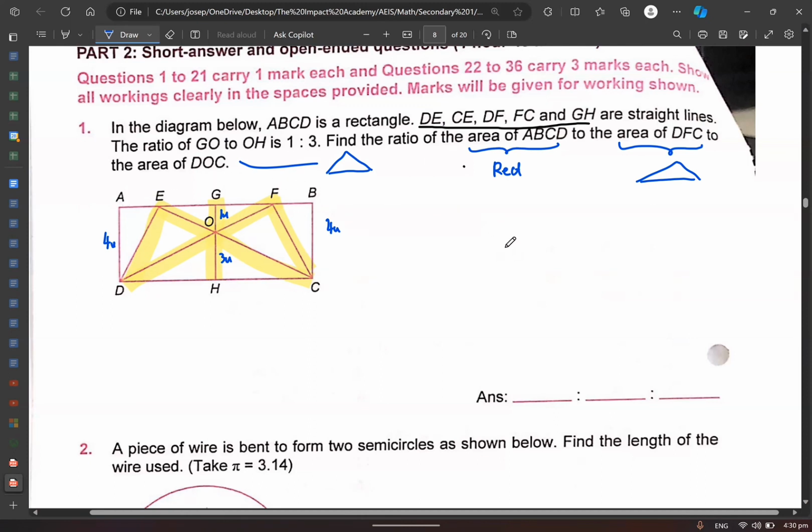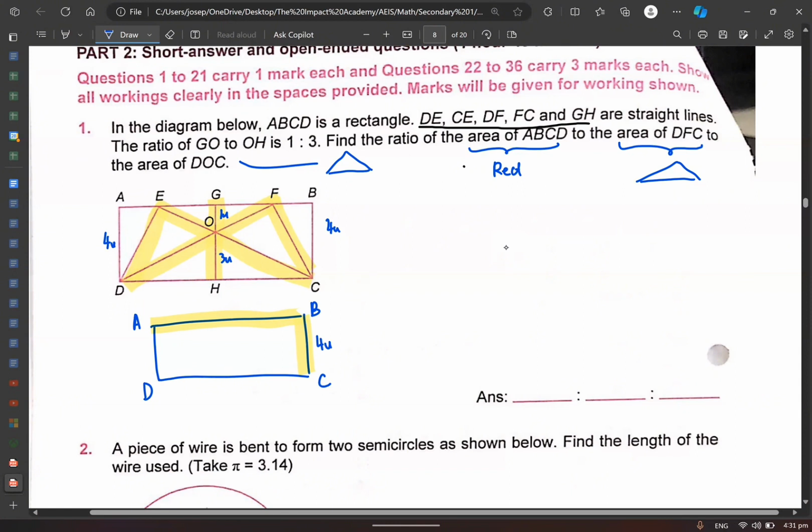Now, whenever this happens, one thing that I will remind myself is that there is something about sharing the same base or sharing the same height that we have to take note of. Now, let's do one thing first. Let's draw out the area of ABCD. When I talk about the area of ABCD, I know that I need these two measurements, whatever that is over here and whatever that is over here. I already have whatever that is over here.